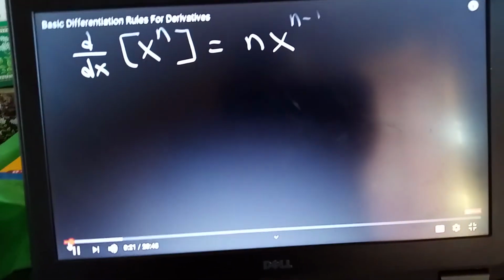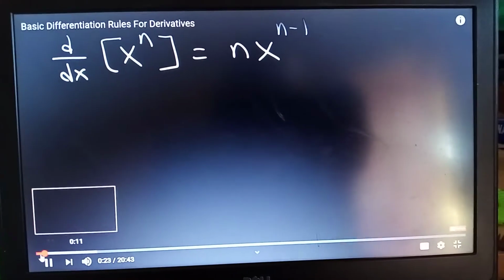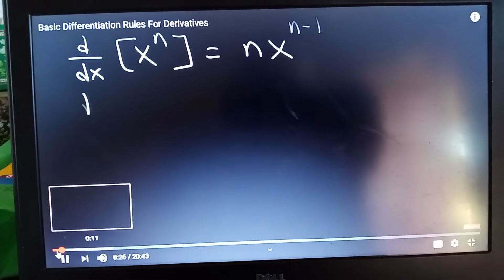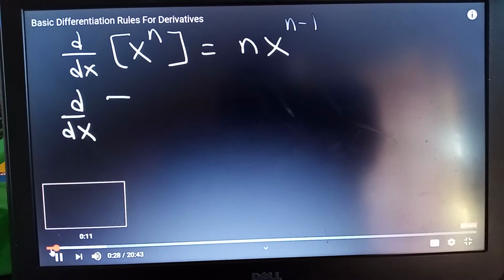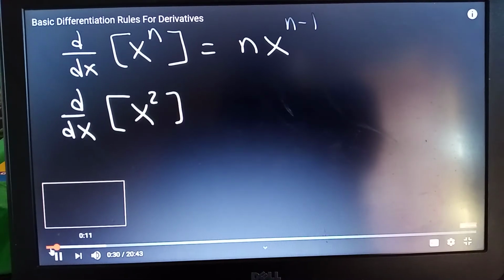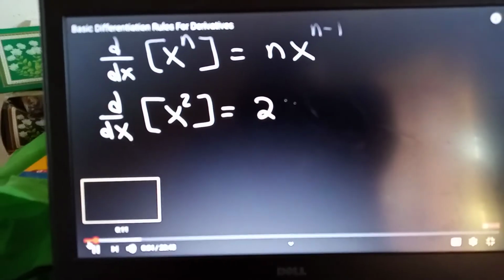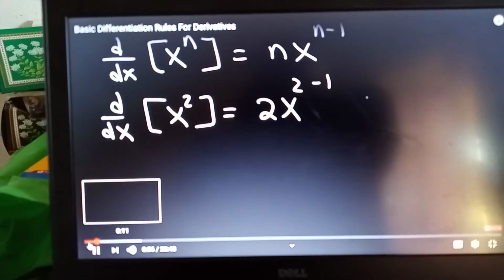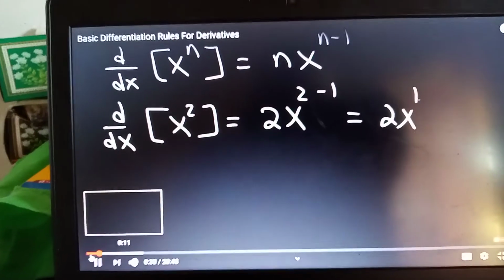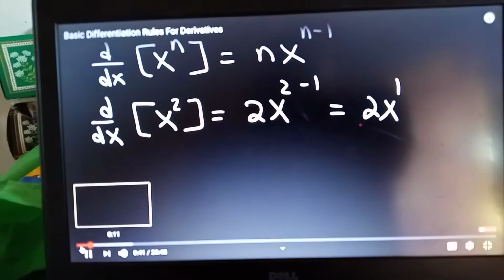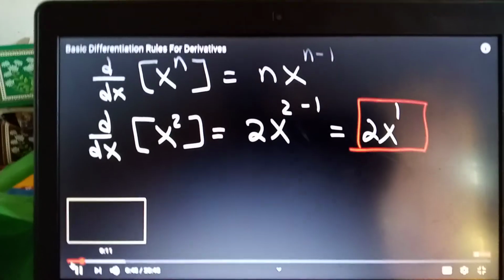is going to be n times x raised to the n minus 1. So based on that formula, what is the derivative of x to the second power? In this case, n is 2. So it's going to be 2x raised to the 2 minus 1, or 2x to the first power. And so that's the answer for the first example.